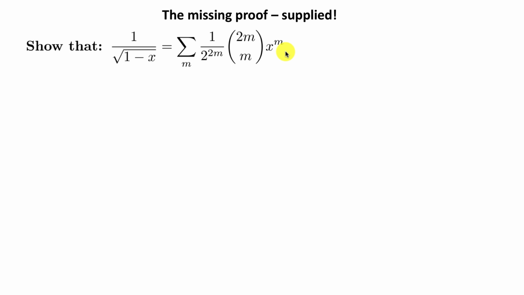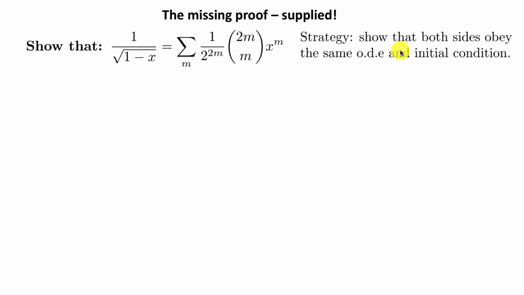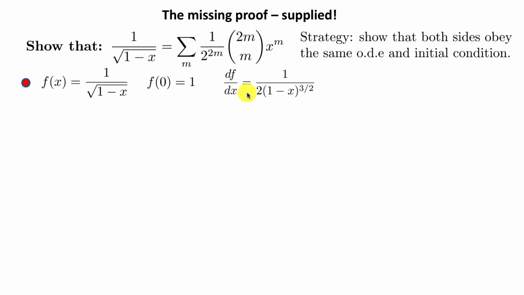My strategy will be to show that both sides obey the same first-order ordinary differential equation, and they obey the initial condition as well. So let's look at this side. This 1 over square root of 1 minus x, I'm going to call that f of x. Now clearly, if I put x equal to 0, then f of 0 is equal to 1. I can take the derivative of this, so df by dx is then equal to this quantity over here.